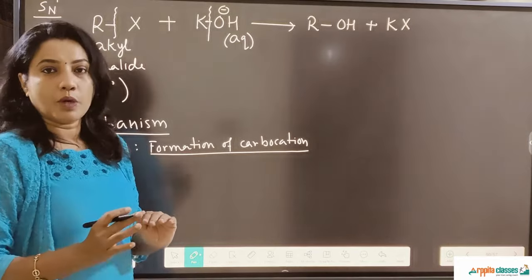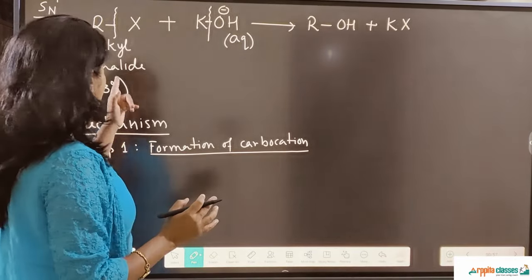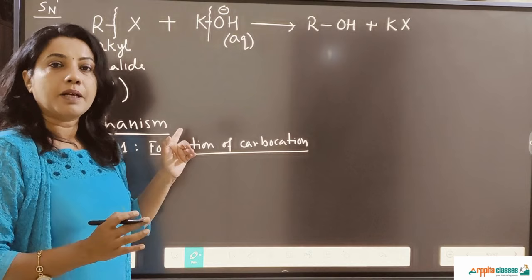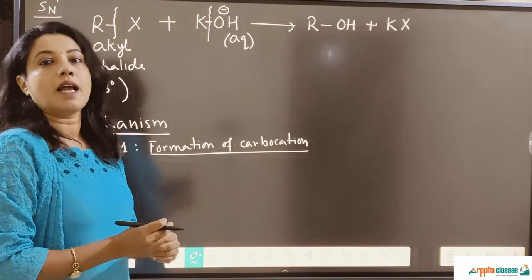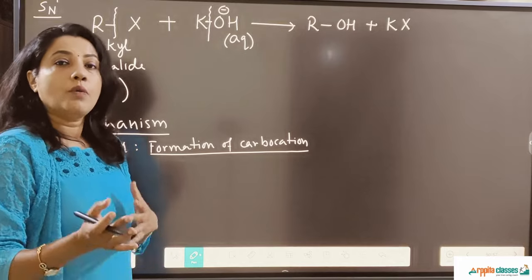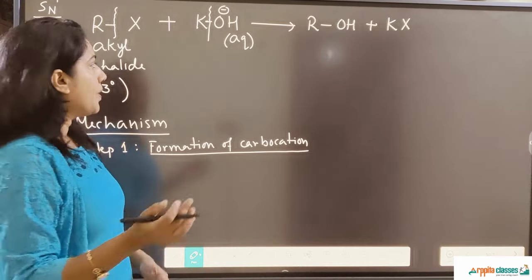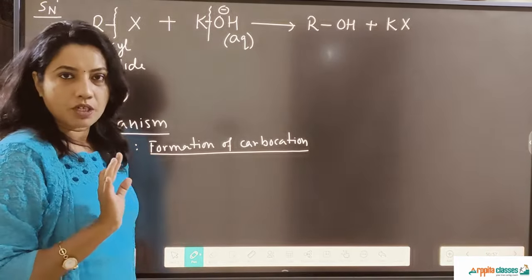The first step is carbocation formation, and that is why we have taken a 3 degree alkyl halide, because we know that a 3 degree carbocation is more stable than 2 degree, which is again more stable than 1 degree. So first of all, carbocation formation is the first step.